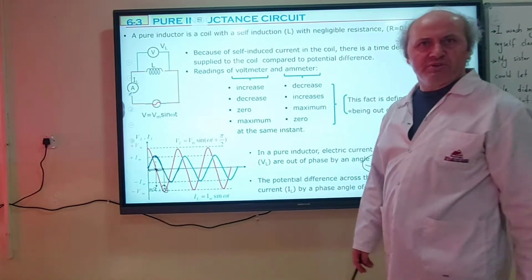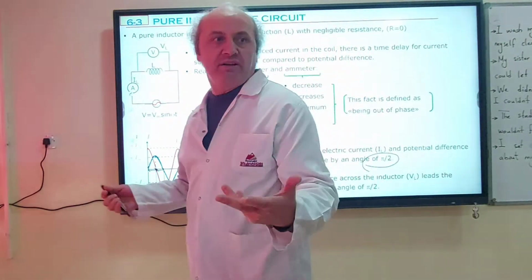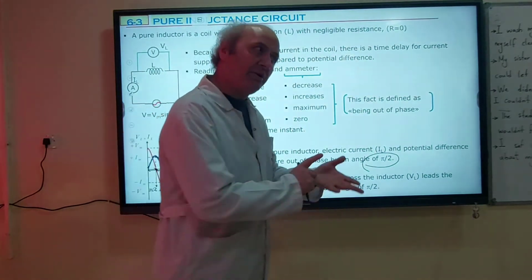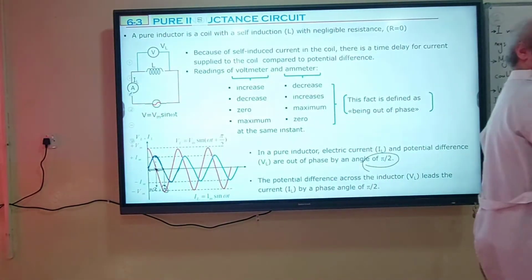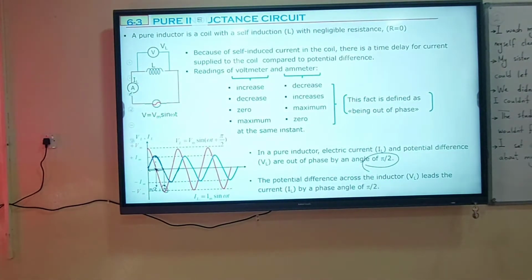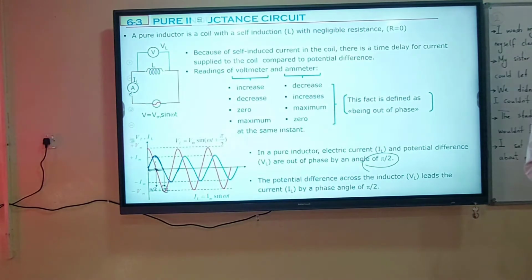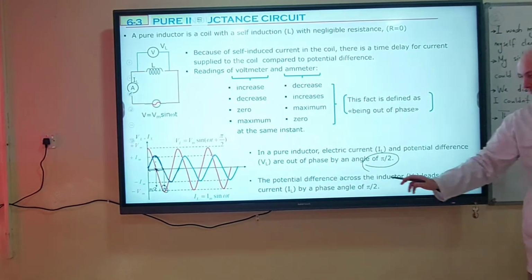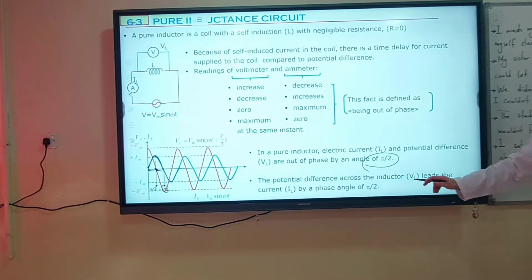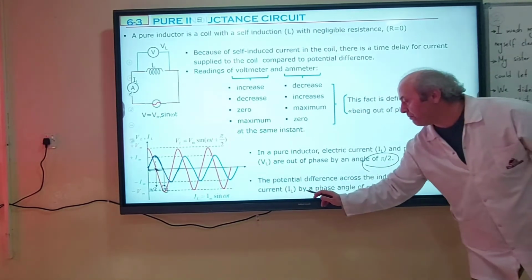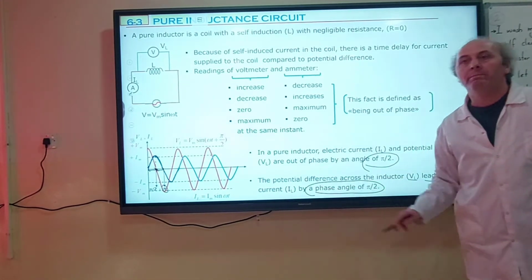What about the resistor? They are in phase. The phase angle difference is 0. But in a pure inductor, it's 90. Teacher, can we say the current is delayed by pi over 2? Delayed, yes. Delayed by pi over 2. But instead of saying that, we will say the opposite. If current is delayed, potential difference is forward, in front. So the potential difference across the inductor, VL, leads the current by a phase angle of pi over 2.